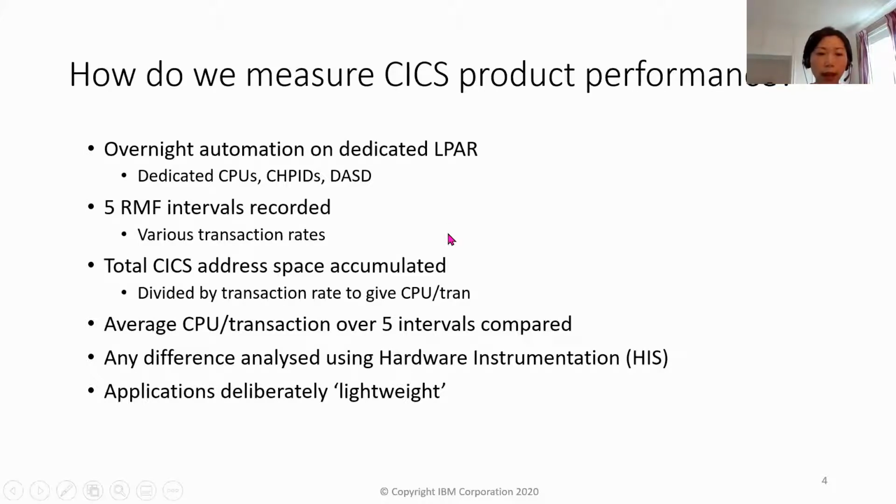We have the average CPU per transaction over those 5 intervals, compared with whatever release we want to compare to, or whatever function we want to compare before and after. We give the figure as CPU per transaction to give an idea how much CPU is used. If there is any difference, or a particular hotspot we find in the CICS code that doesn't perform well, we would use hardware instrumentation to analyze those areas.